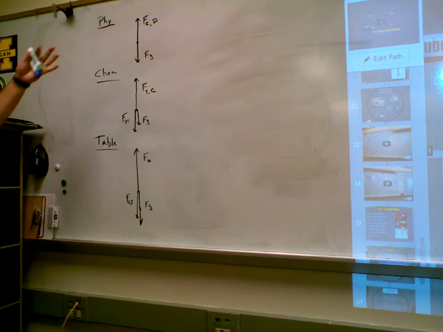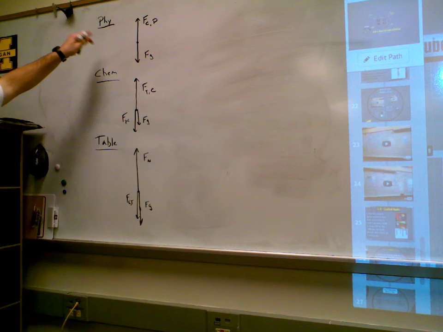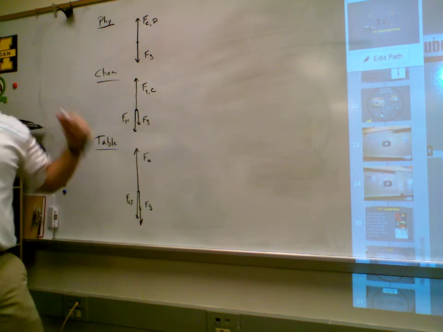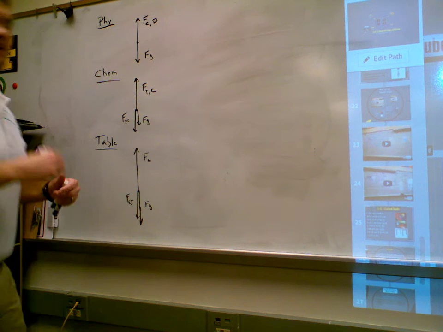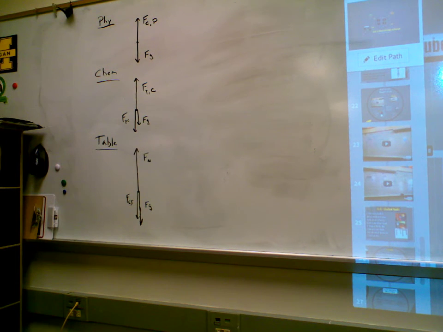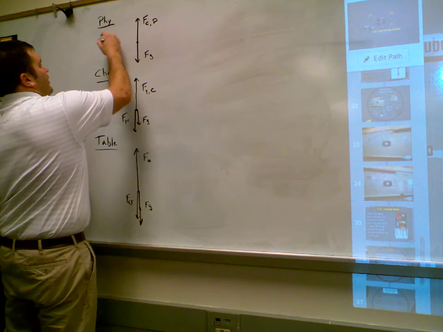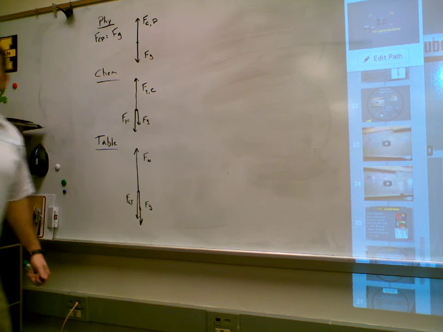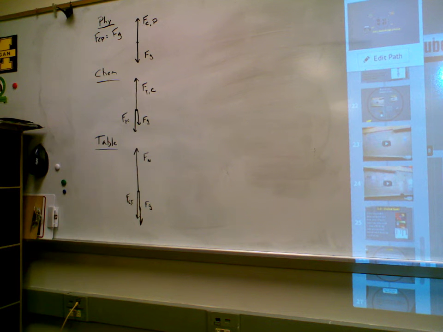All right. So, using Newton's second law, what do we know about these relationships here? What do we know about FCP and FG? They're equal because the physics book is not moving. Good. So we know that FCP equals FG, and that's in magnitude, not direction.